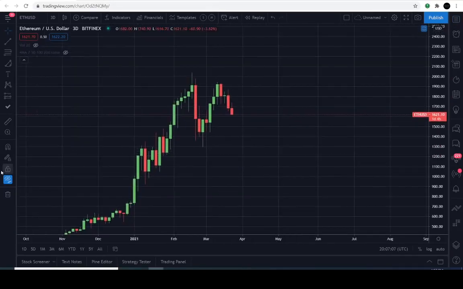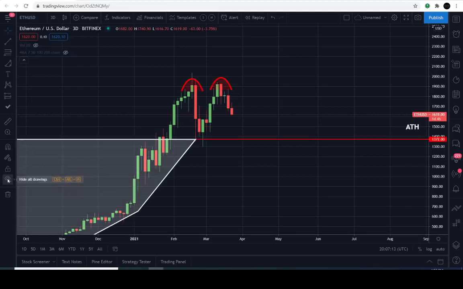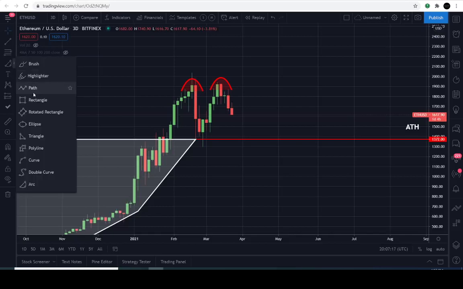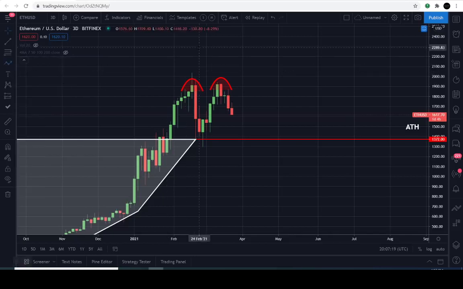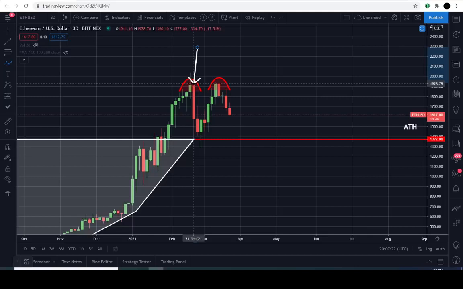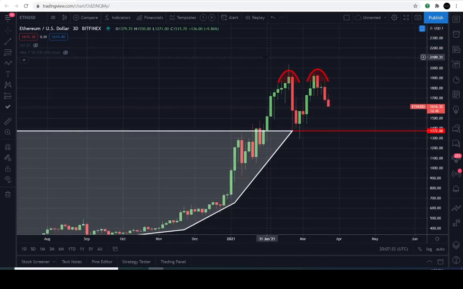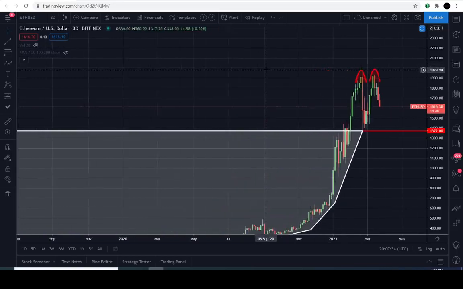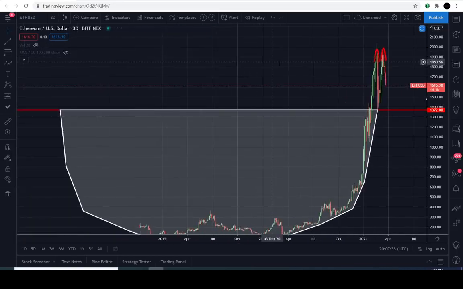Okay, ladies and gentlemen, what I'm going to present to you is probably going to be obvious when I reveal the lines, but here they are. That's it, really simple. What you are looking at on the screen is a technical double top on Ethereum, here at $1,928, and also here, same area, approximately $1,928.